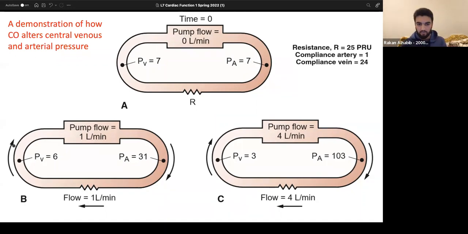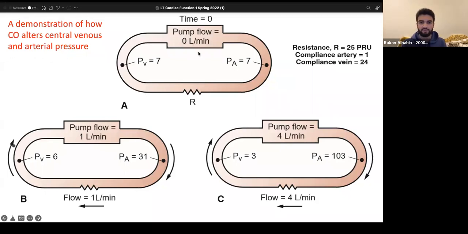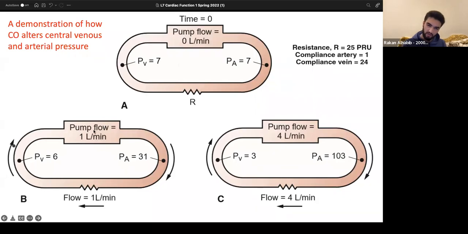Now, this is with no pumping of the heart. Let's say I put 1 liter per minute of blood into the circulation. Now these are all hypothetical. This is just to explain the fact that the veins are way more compliant than the arteries. The numbers don't.